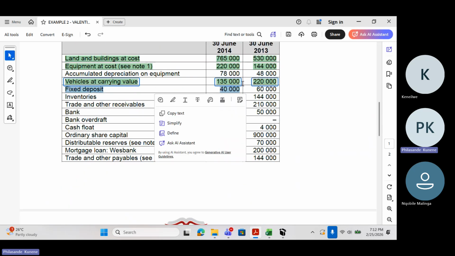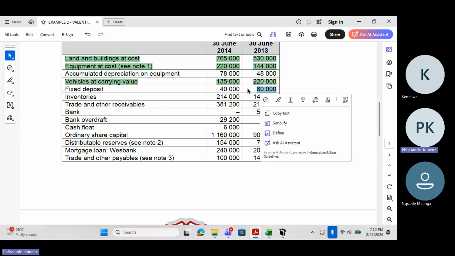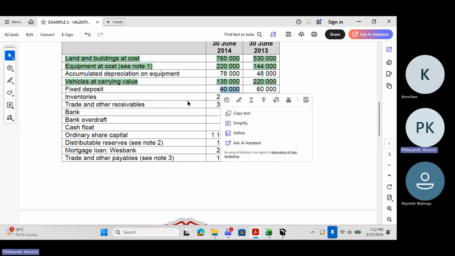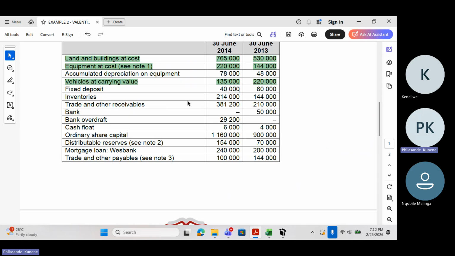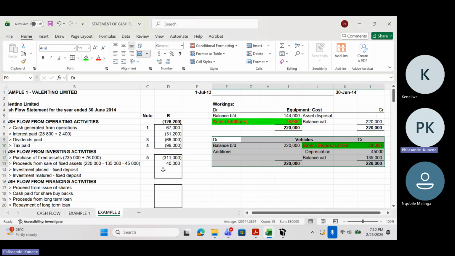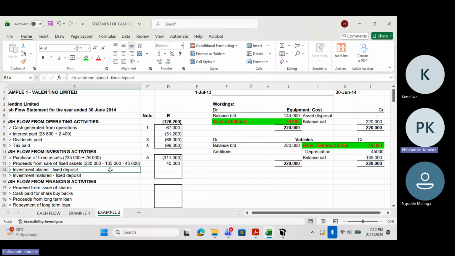And then the fixed deposits, looking at the fixed deposits, it's moved from 60,000 to 40,000. So it's going down by how much? By 20,000. So which means there is that fixed deposit that matured. So in this scenario, we did not place any fixed deposit or any investment, but instead we received 20,000 because the investment had matured. So investment placed is going to be 0, and then investment matured is going to be the 20,000, which is an inflow.